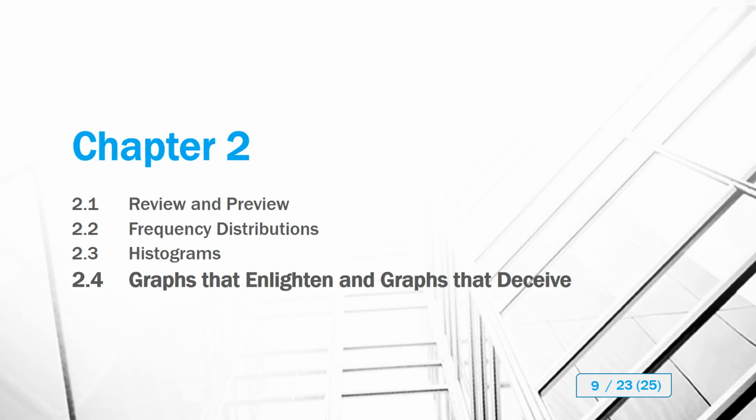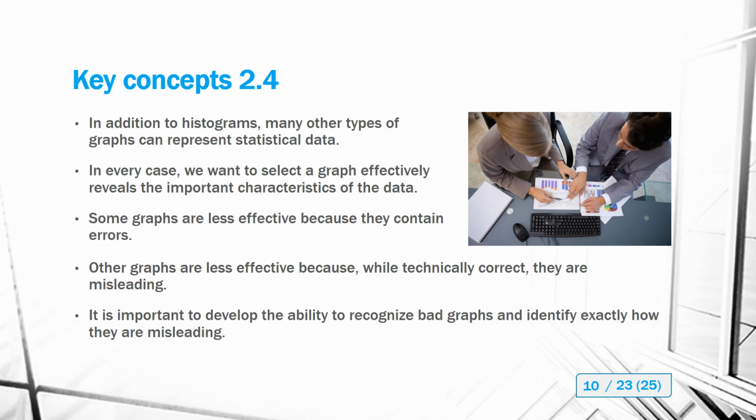So that's a basic rundown on histograms. Let's dive down into the last section in Chapter 2, which talks about graphs. Graphs communicate information about the data, but sometimes the way we present that information can be deceptive. So histograms are one way in which we can organize statistical data and present it to other people. However, there are many other choices, and we're going to talk about those choices here in this section. Some are more effective, some are less effective.